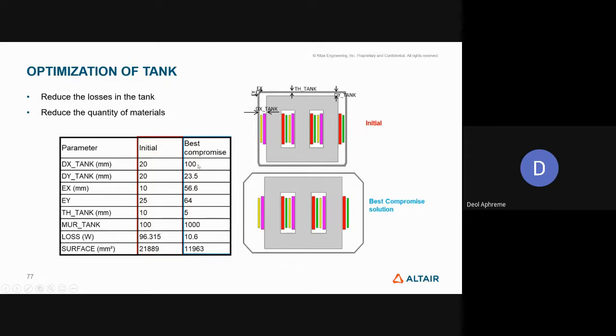Then the best compromise, as you can see here, this solution was developed by HyperStudy itself, where you gave the constraints of what design constraints you have, and then you can reduce the loss, and at the same time the mu r, basically the relative permeability of the transformer, and the magnetic effect on the components kept outside the transformer was reduced drastically.